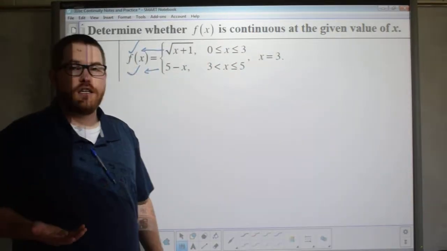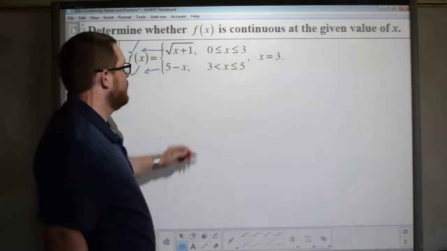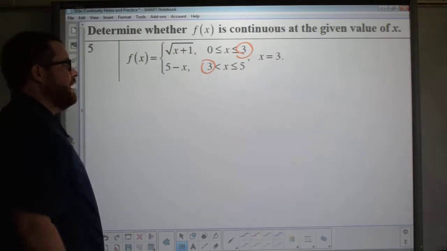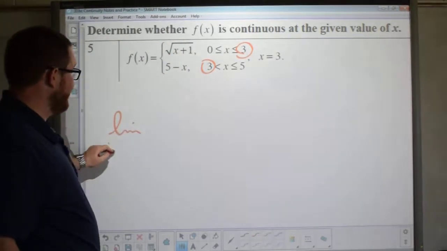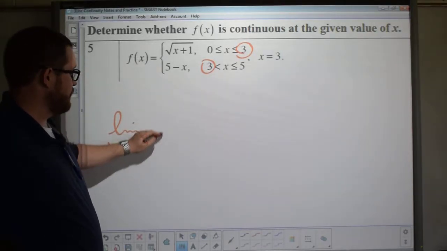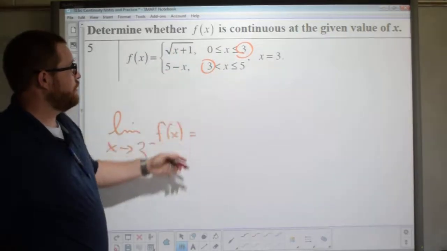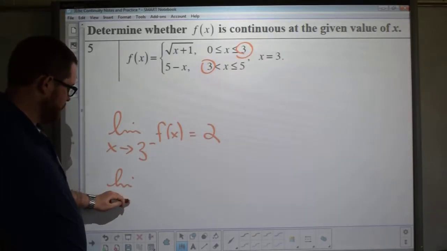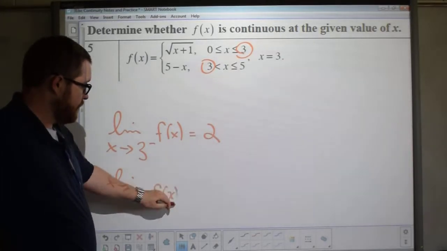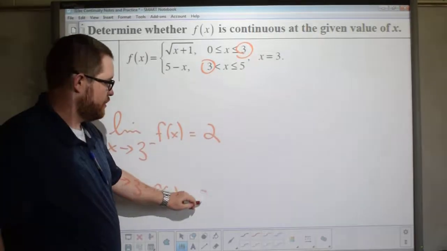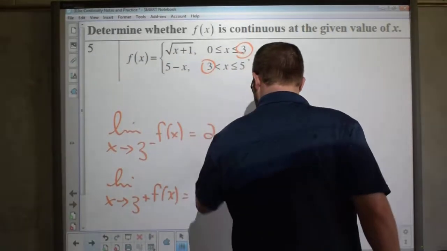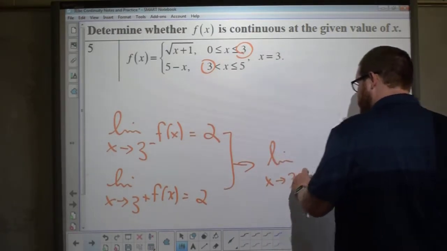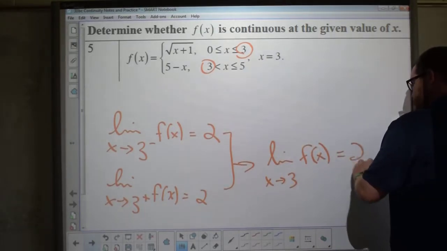If it was going to be discontinuous, at what point would it be discontinuous? Where it hooks together. So I'm going to plug the point 3 into both of these equations. I'm going to plug it into the left side. And if you do that, you get the square root of 4, which is 2. And the right side. If you plug it into the right side, you get 5 minus 3, which is 2. And that tells you, because those two things have the same value, that the limit as x approaches 3 from both sides of f of x equals 2.